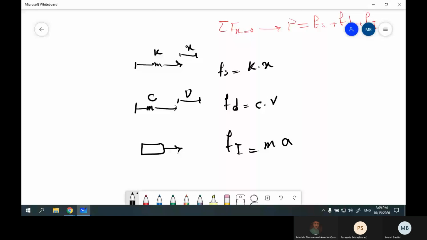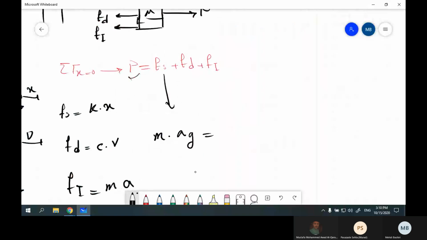So if I want to write this equation again, on one side we have m ag, and on the other side we have Fs, which is k dot x, plus, in this one c dot v, plus m dot a. This is the coefficient of stiffness, this is the damping coefficient, and this one is the mass.